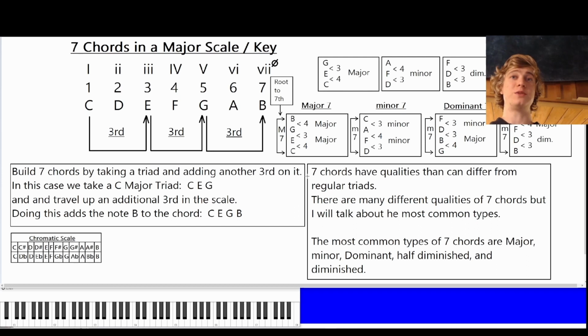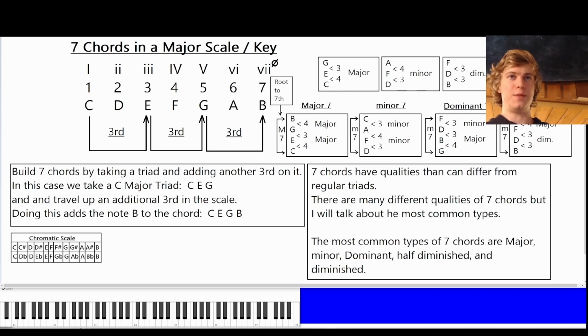7th chords can have some different qualities that differ from regular triads. These are now 7th chords. So if we're just talking about the 7th chords that occur in a major scale, when you're just using notes that are in your scale and you start to build chords off of it, you have a major 7th, a minor 7th, a dominant 7th, and a half diminished 7th.